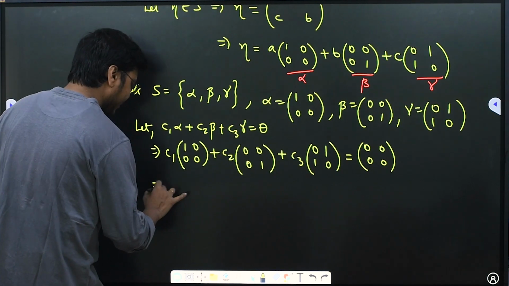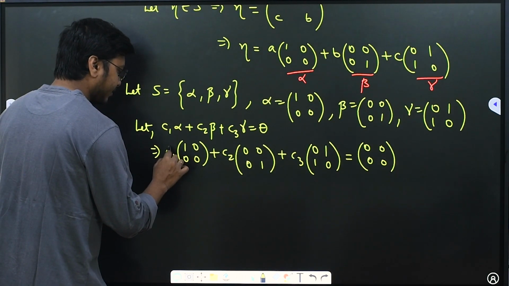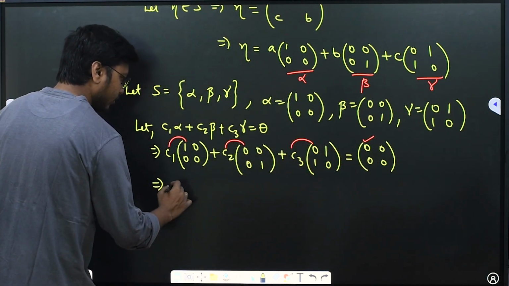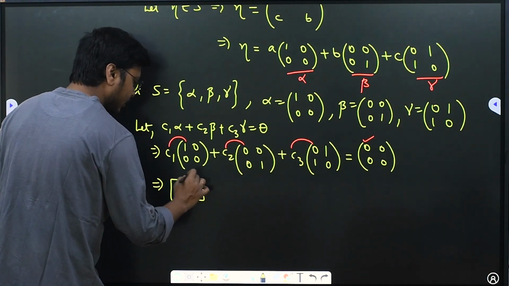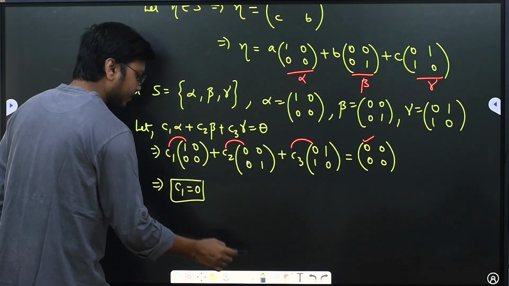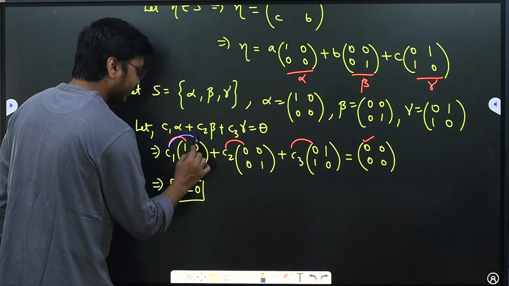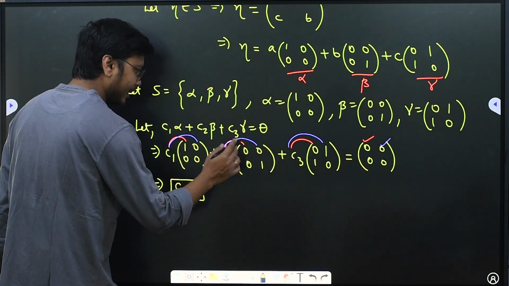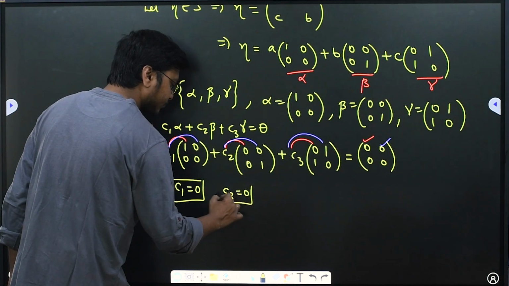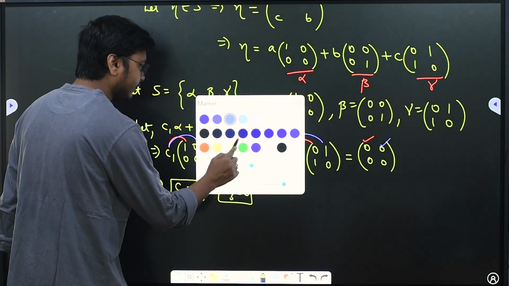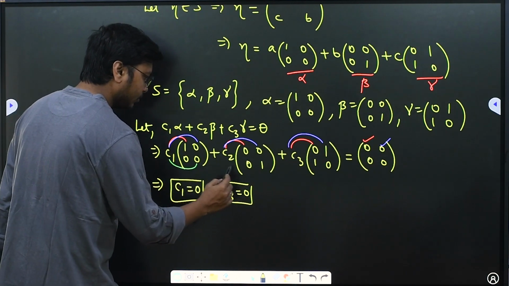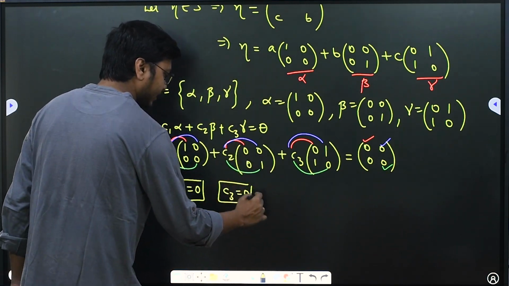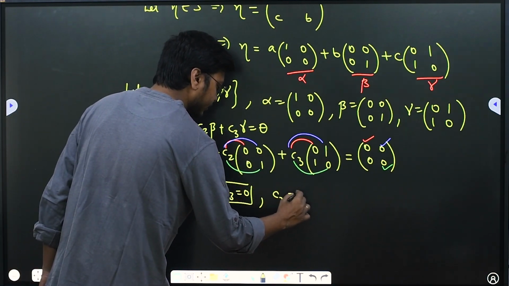From here let me construct the equations. Taking the first position, C1 into 1, C2 into 0, C3 into 0 equals 0, so I'll have C1 equals 0. Now if I take the second multiplication, which means C1 into 0, C2 into 0, C3 into 1 equals 0, then I would get C3 equals 0. And finally if I take this multiplication, C1 into 0, C2 into 0, C3 into 0 and this 0, then I would get C2 equals 0.